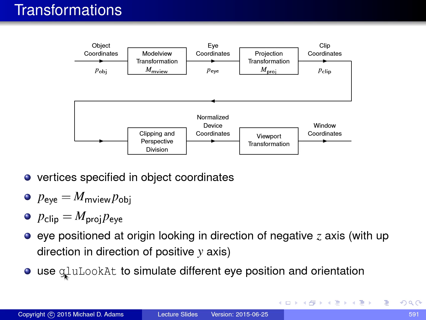And in fact, there's a function called gluLookAt which simulates the effect of a different eye position and orientation. By calling this function, you can essentially adjust the model view transformation so that it creates the illusion that you've moved the camera to have a different eye position and orientation, when really what you're doing is moving the whole rest of the universe by redefining what the object coordinate system is. But the end effect is the same.